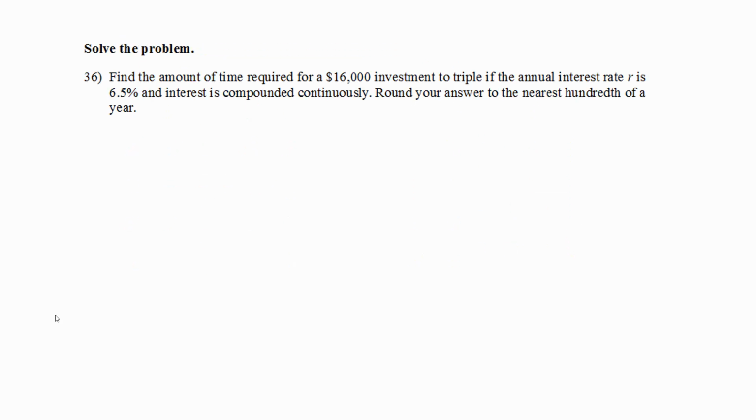Now let's do some exponential growth and decay. We have an investment that we want to have triple. They give us an interest rate compounded continuously. We want to know how long it takes. And so the formula for this is A of t equals A0 e to the rt. And we want to fill this in. And we know that originally we've got 16,000 and that our interest rate is 6.5, so that's 0.065.